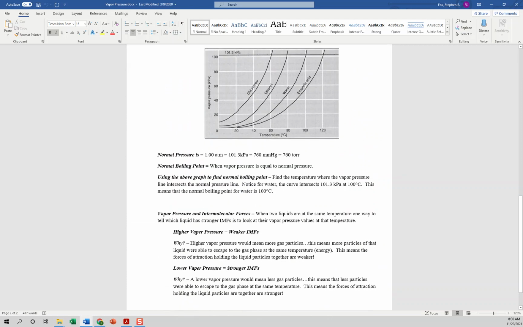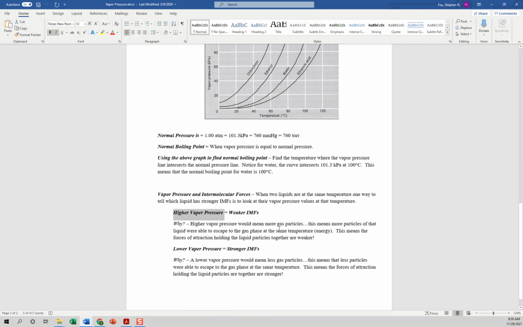And then the other thing to understand is if you have two different liquids and they have different vapor pressures, the one with the higher vapor pressure at the same temperature has weaker IMFs, because that means more particles are in the gas state. So higher vapor pressure means more particles were able to vaporize. What does vaporization mean? It means breaking the IMFs. So if more particles were able to overcome the IMFs, that means you have weaker IMFs at the same average kinetic energy, the same temperature. So higher vapor pressure means weaker IMFs, lower vapor pressure means stronger IMFs. So that's another key point to take away, all right?